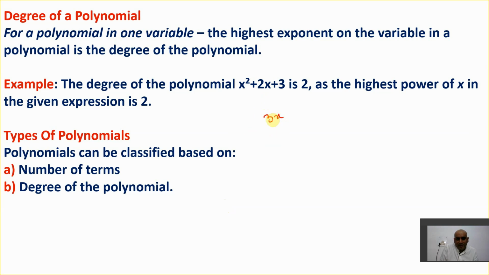I said the highest power of a variable is called the degree. In 3x, what is the variable? The variable is x. And what is the power of x? The power is 1. So the highest power of x is 1, so 1 is the degree. In 3x, the degree is 1. Now let us take this equation, x square plus 2x plus 3.